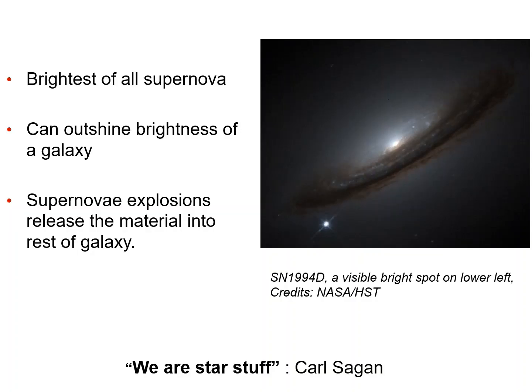So type 1a supernovae are the brightest of all supernovae, which include type 1b and type 1c, and their brightness is so much that for months they can outshine the brightness of the host galaxy itself. And supernova explosions release all the material of the star into the rest of the galaxy. This picture shows the 1994D supernova, which can be seen below the host galaxy.